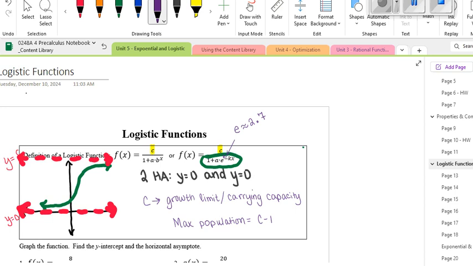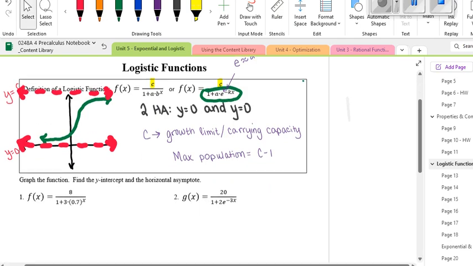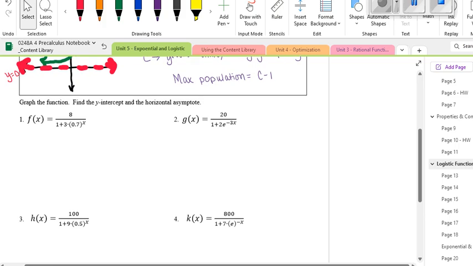All right, so there's your equation for the logistic function, a little bit about what it's used for and used to model. We're going to go in and look at some attributes of the graphs and attributes of the equations and then use it to actually do some modeling. All right, so directions here say to graph the function. We're not going to do that. Rather, we're going to just find the y-intercepts and the horizontal asymptotes of each of these functions.